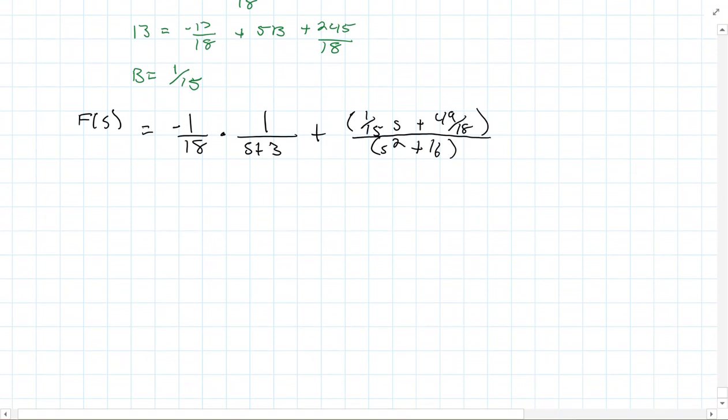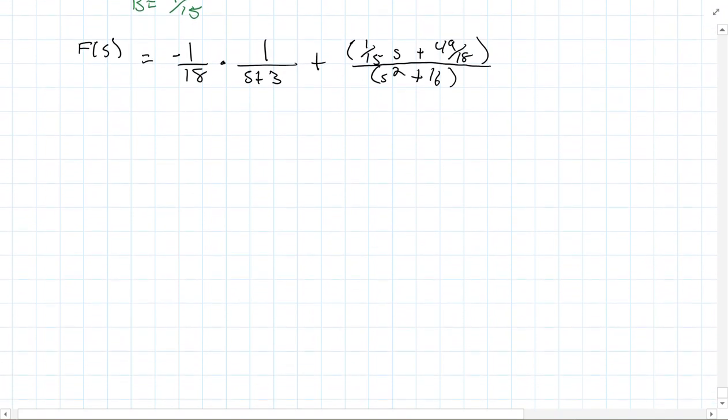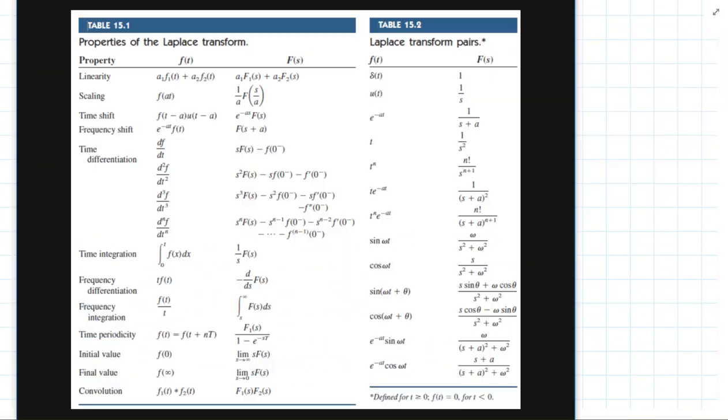Now, this is where we need to look at the Laplace transform table again and see what forms we need to get these in order to make this correct. So, pulling up the Laplace transform table, the first one, of course, is easy. The 1 over s plus a, so we would have, of course, e to the negative 3t. That's one you're just going to become familiar with because it pops up all the time.